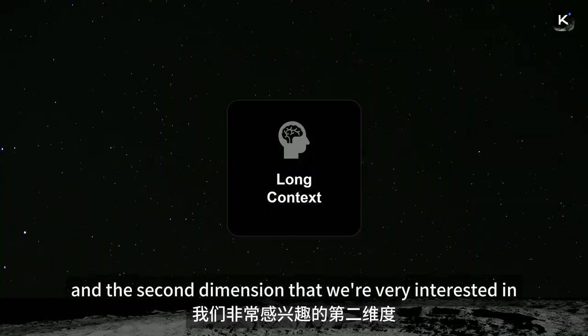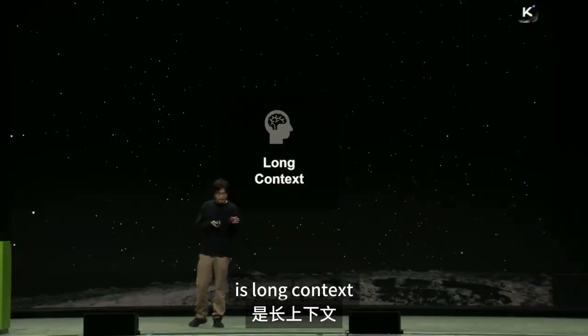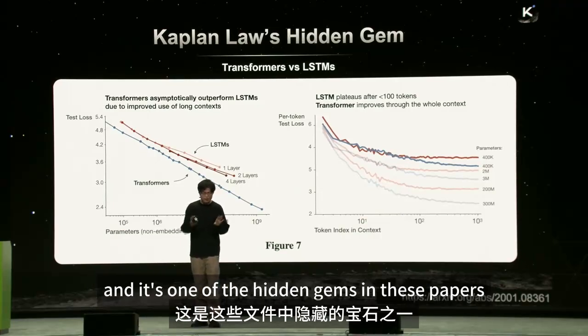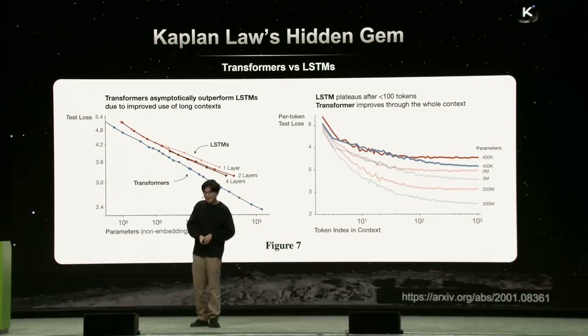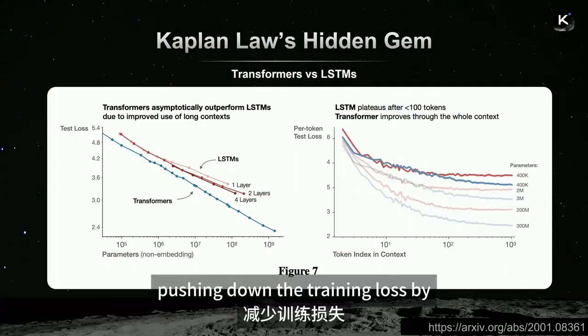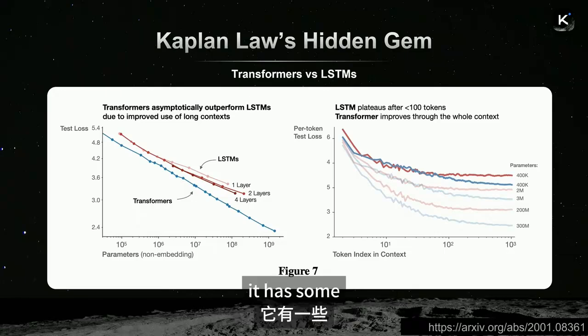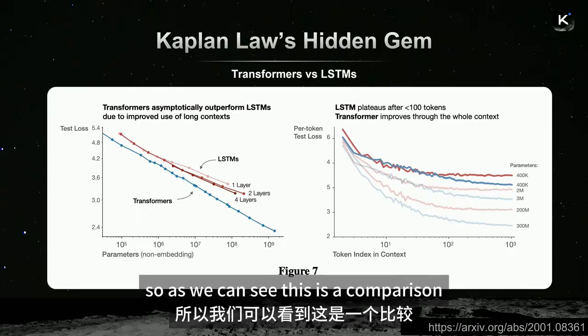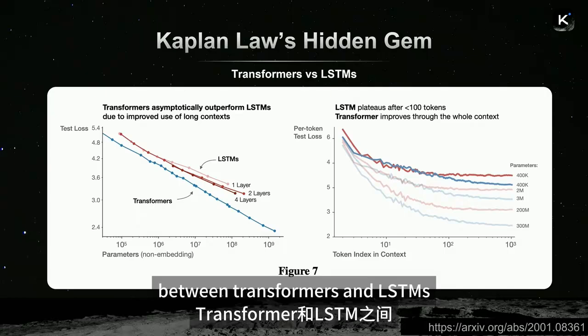And the second dimension that we're very interested in is long context. So this is another figure. It's probably less known. It's one of the hidden gems in these papers. So instead of just pushing down the training loss by training on more tokens, it has some insights from another perspective. As we can see, this is a comparison between transformers and LSTMs.